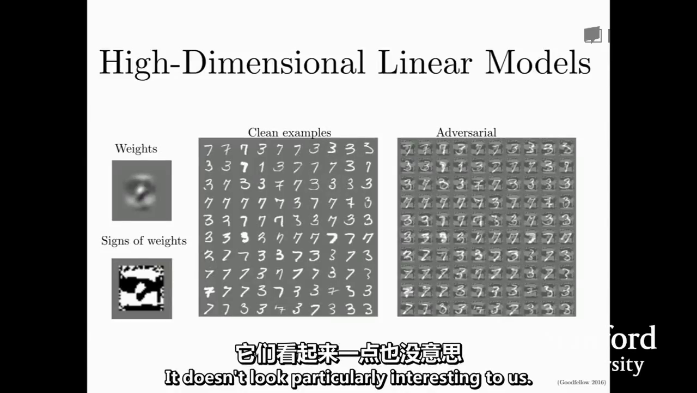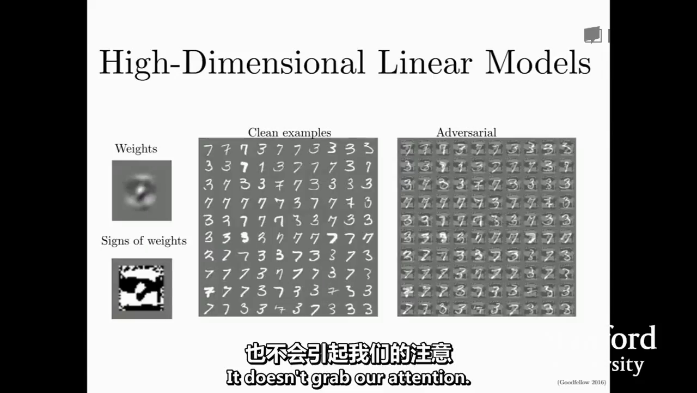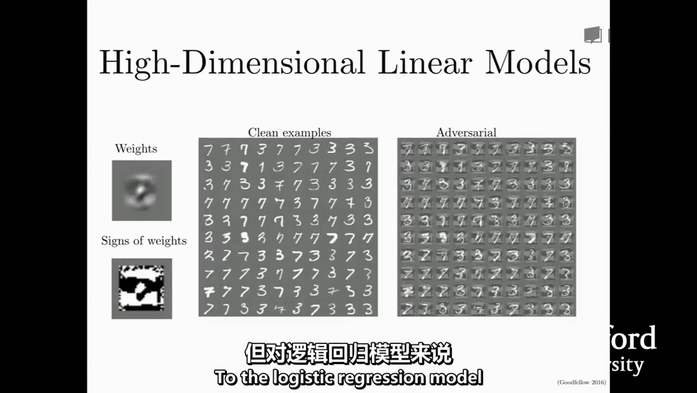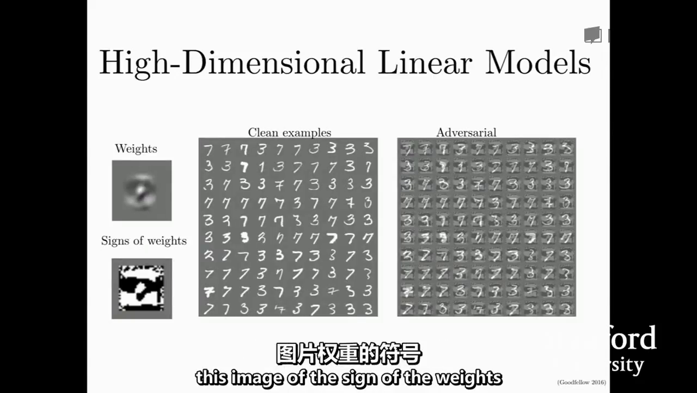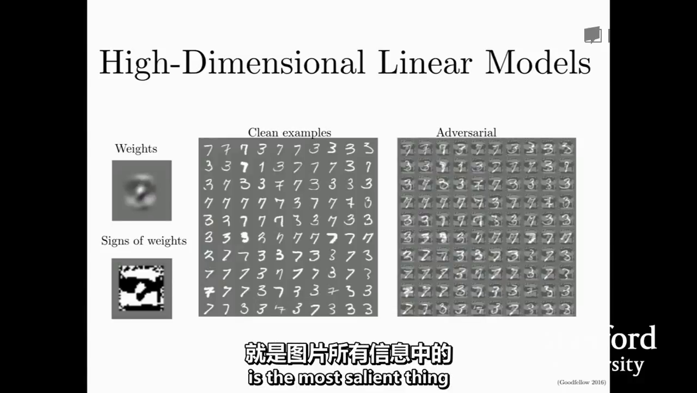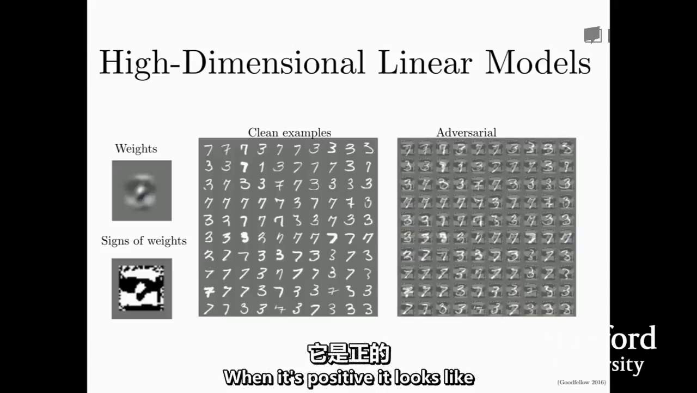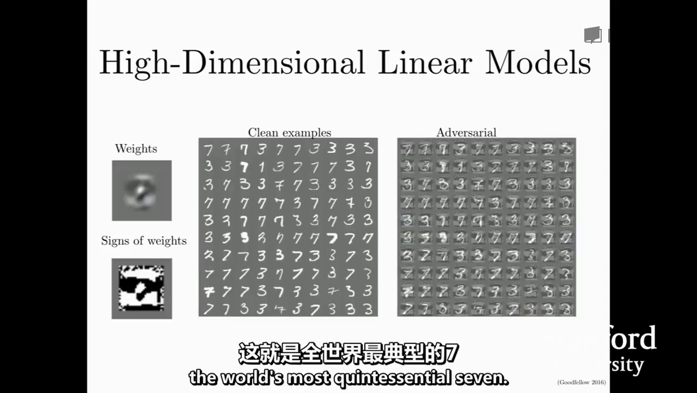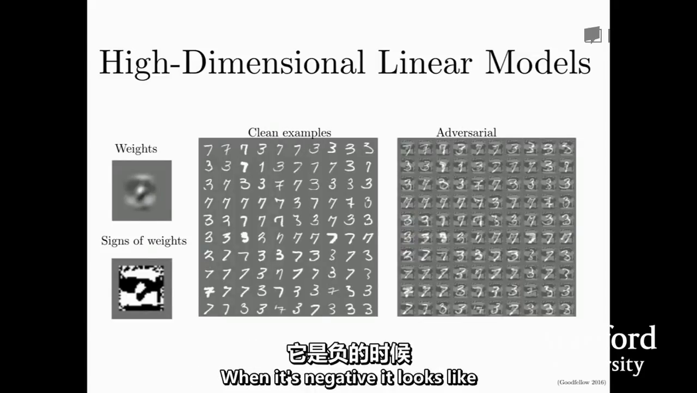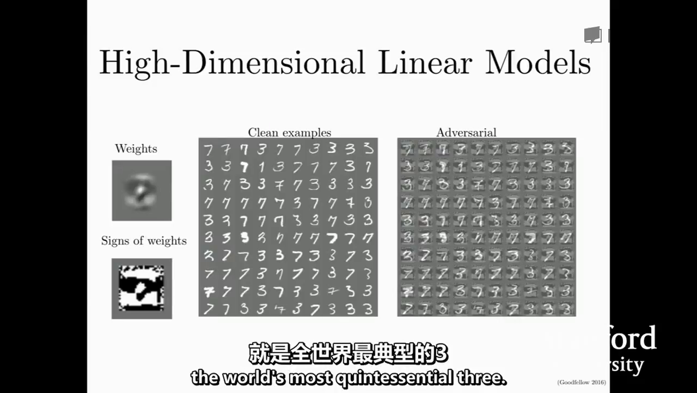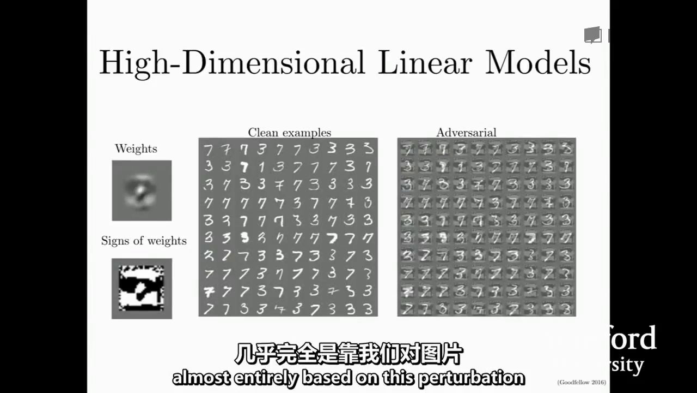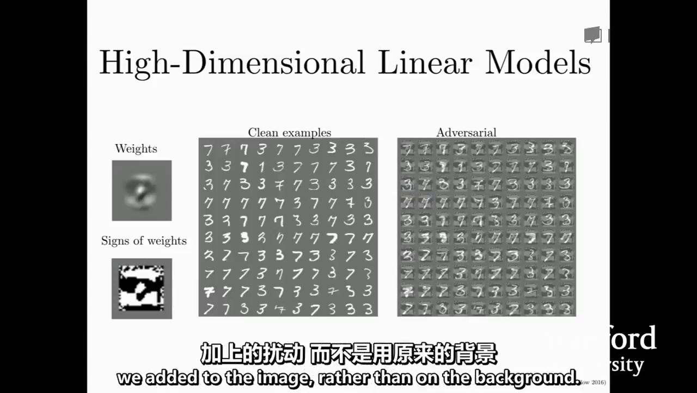It doesn't look particularly interesting to us. It doesn't grab our attention. To the logistic regression model, this image of the sign of the weights is the most salient thing that could ever appear in the image. When it's positive, it looks like the world's most quintessential 7. When it's negative, it looks like the world's most quintessential 3. And so the model makes its decision almost entirely based on this perturbation that we added to the image, rather than on the background.